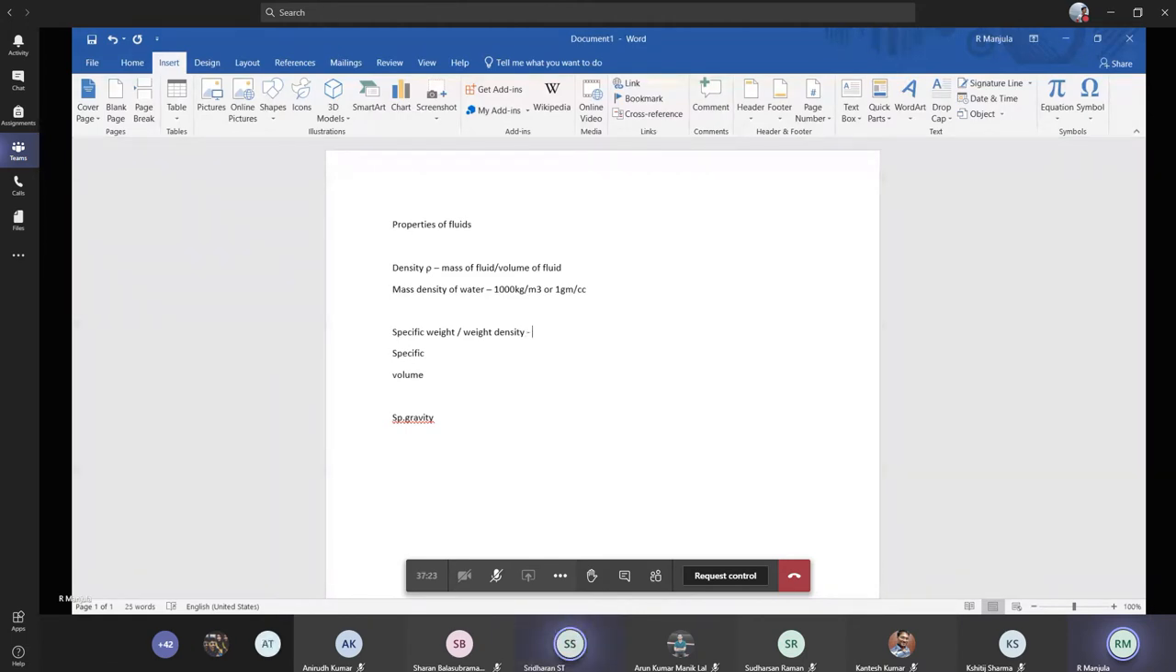It is usually expressed as small w, the weight of the fluid divided by the volume of the fluid. The weight per unit volume of the fluid is called your weight density.